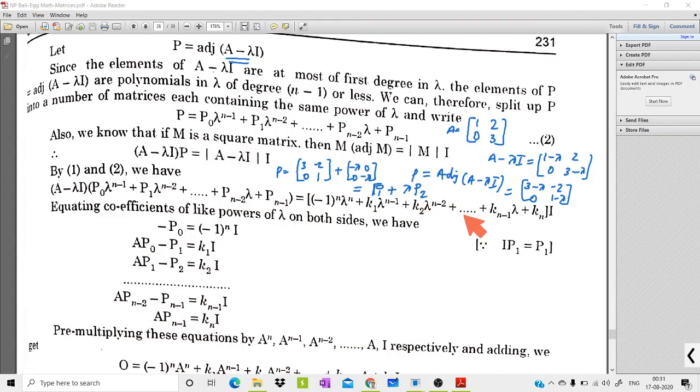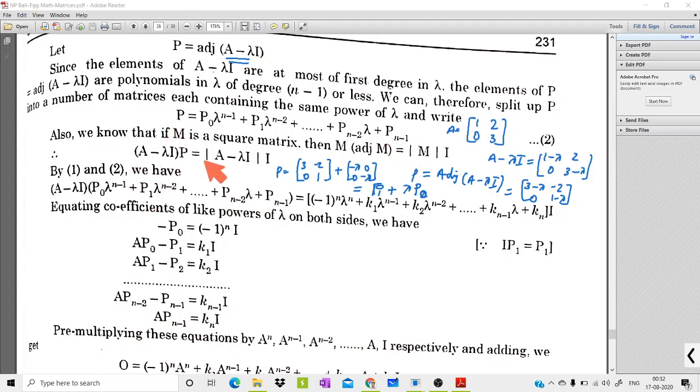So any adjoint can be decomposed into this form, P1 plus lambda P naught. If A is a 2 by 2 matrix, then you can write it as P1 plus lambda times P naught. These P1 and P naught are matrices, not numbers. So any matrix can be decomposed this way when you consider it as an adjoint. This is the idea given here: P can be written as P naught lambda raised to n minus 1, plus P1 lambda raised to n minus 2, plus etc., plus P n minus 1.